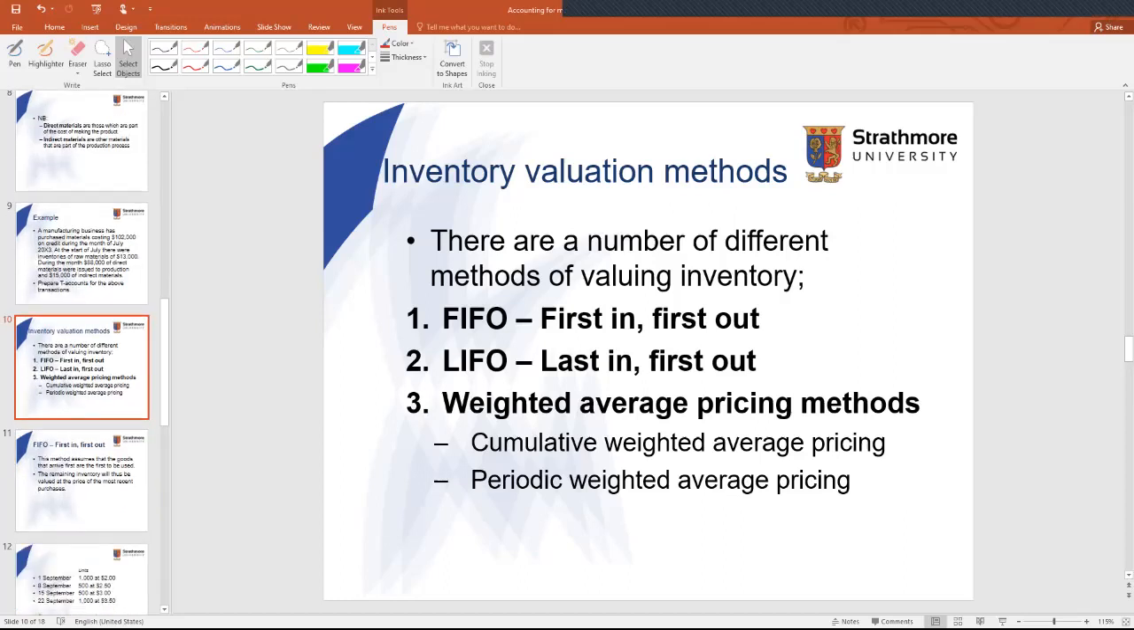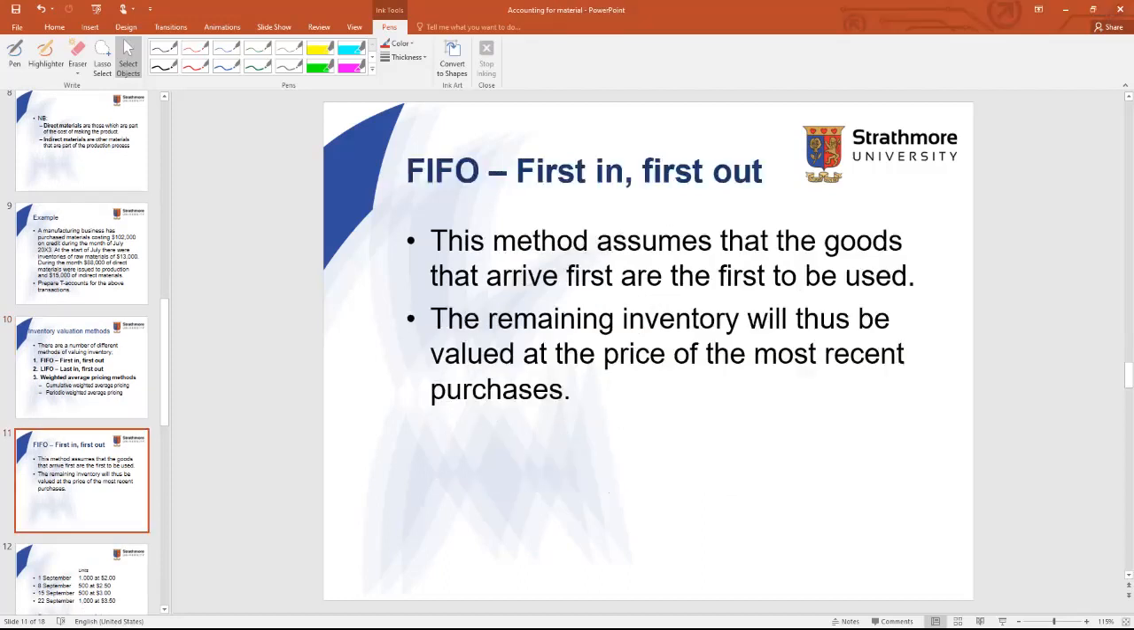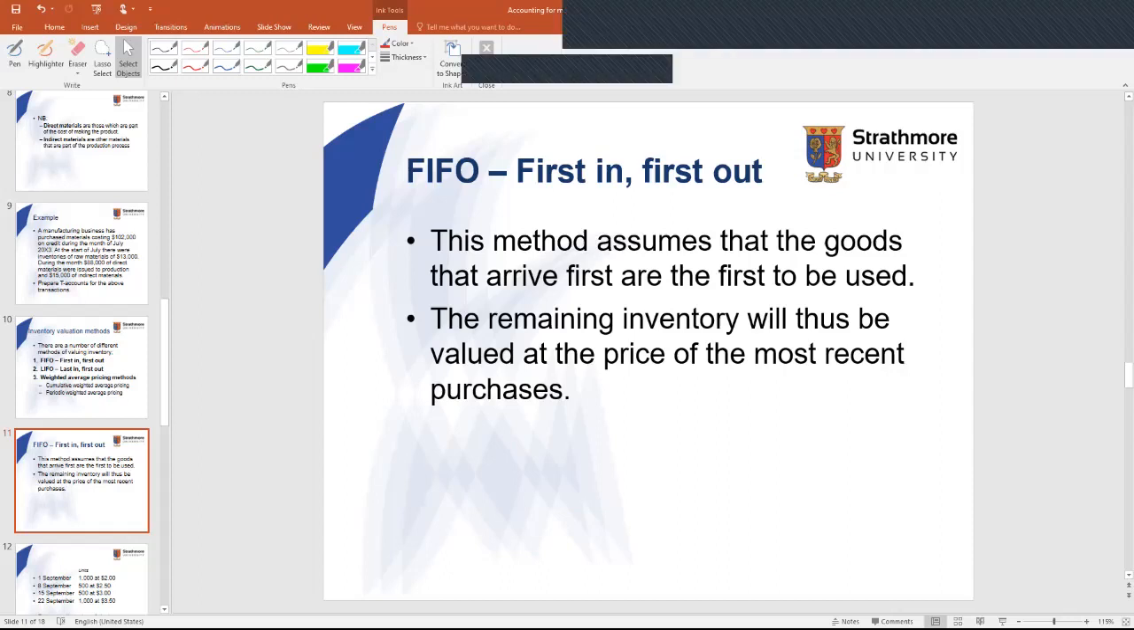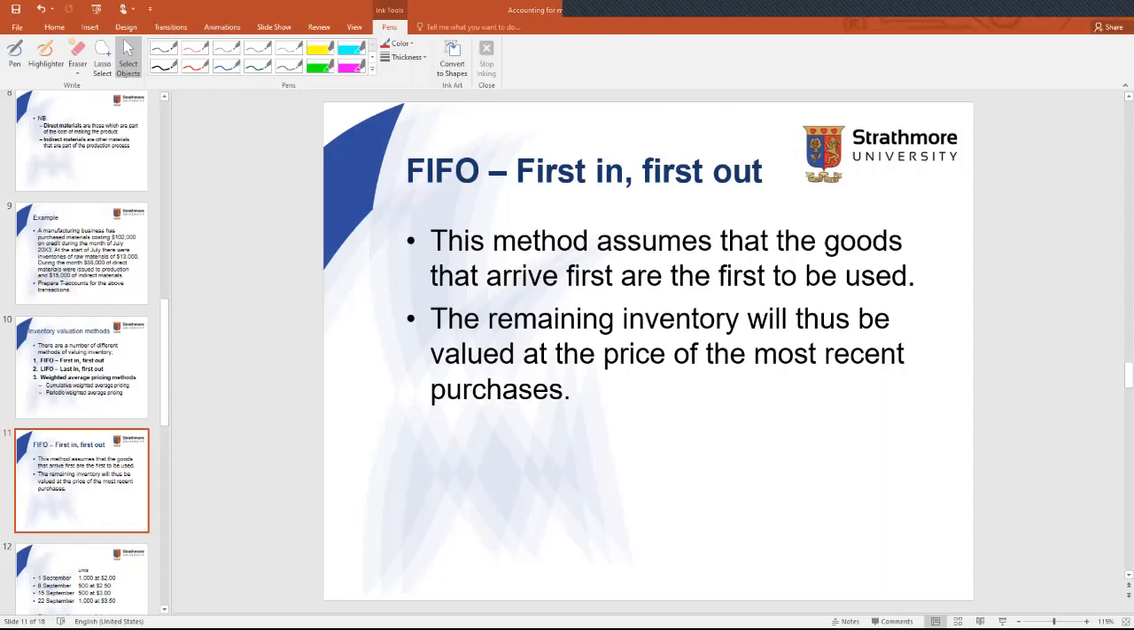In the first in, first out method, the FIFO, we are going to be valuing the inventory based on what came first, what inventory was first to be received, because the inventory that was first to be received is the one that the company will be selling from.